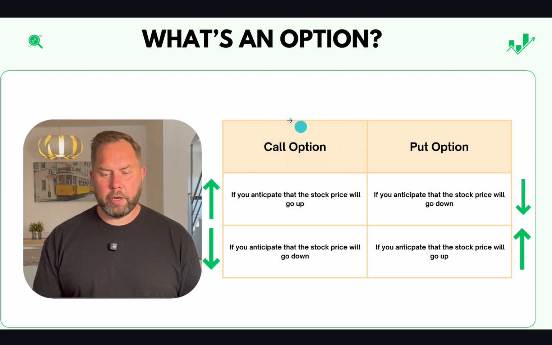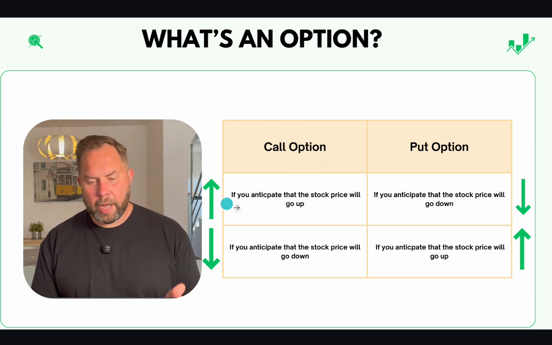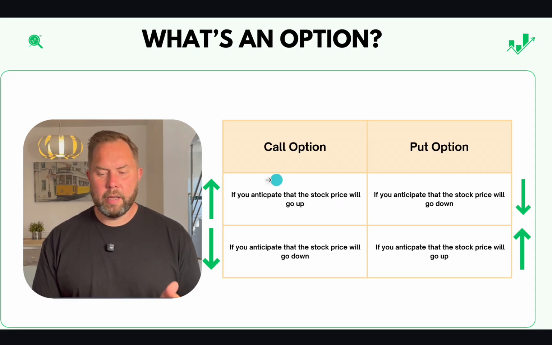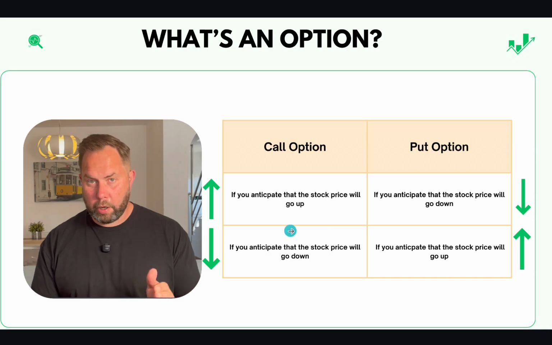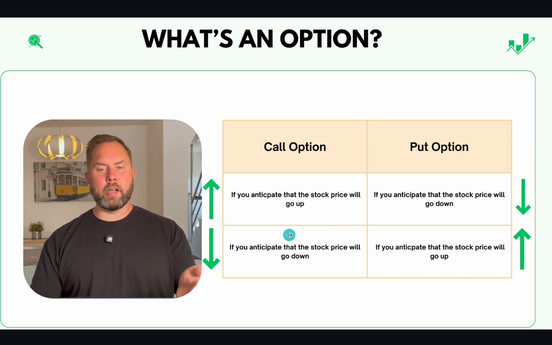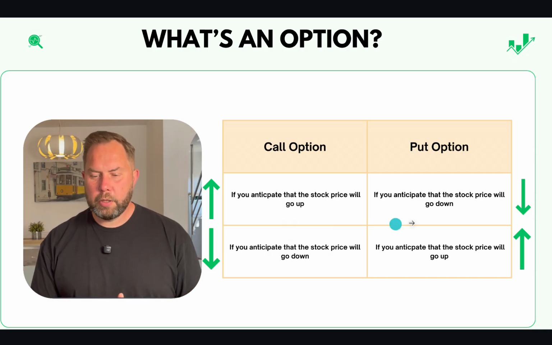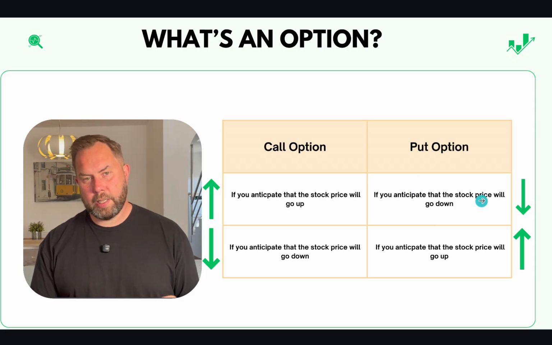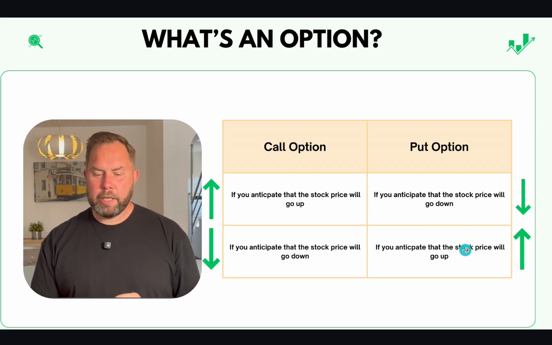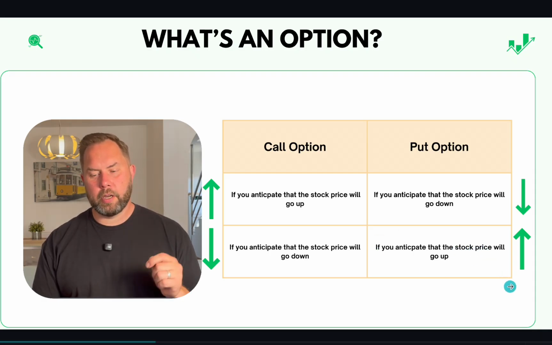So the call option over here, let's look at why you would buy a call option. You're going to buy a call option if you anticipate the stock price is going to go up. You're going to sell a call option if you own 100 shares and you anticipate the stock price is going to go down. You would buy a put option, conversely, if you think the stock price is going to go down and you want to make money. And you would sell a put option if you think the stock price is going to go up.